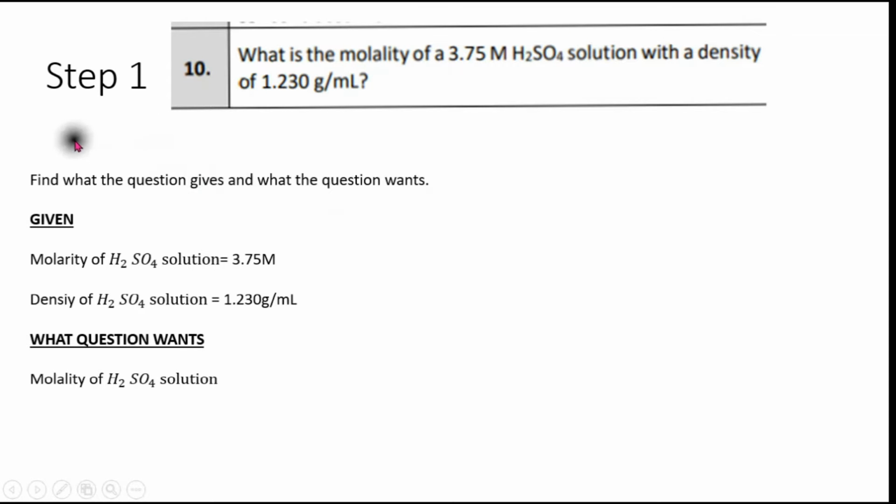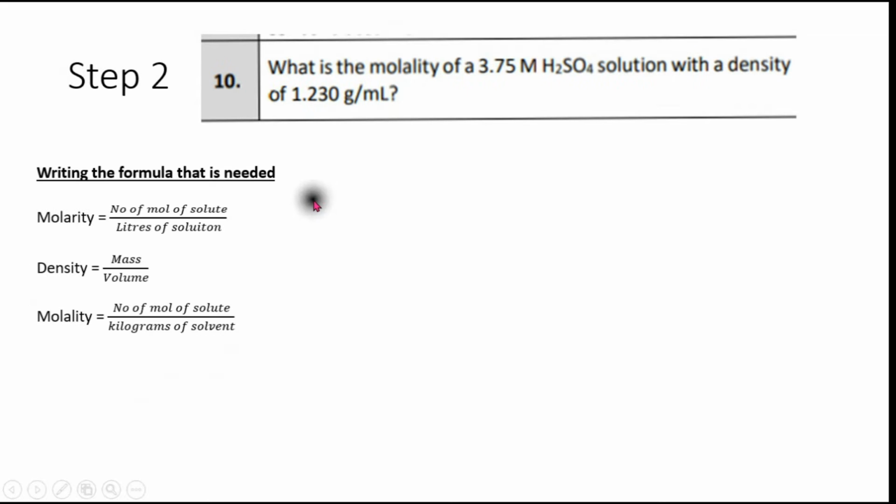Well, step 1, I would find what the question gives and what the question wants. Here is what is given. You can see that molarity is given, which is 3.75 m. We can also find the density in the question, which is 1.230 grams per milliliter. Now we have to find what the question wants. It says, what is the molality? So we know that we're looking for the molality of the H2SO4 solution.